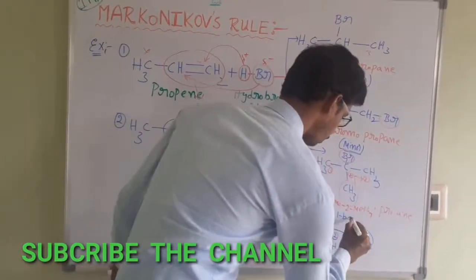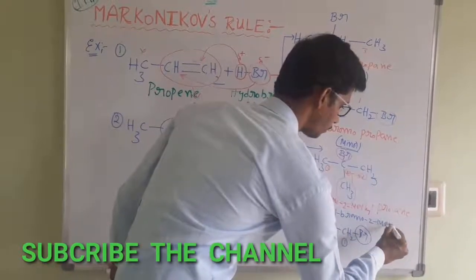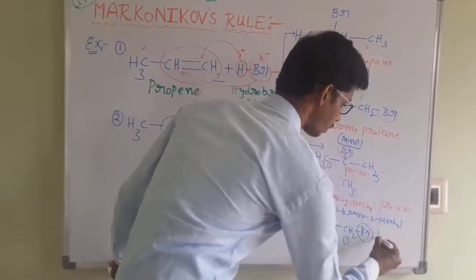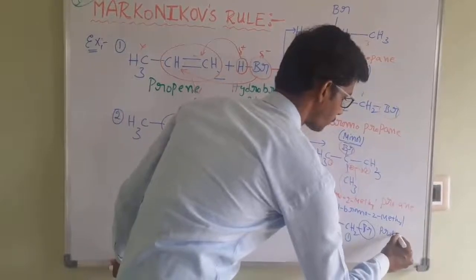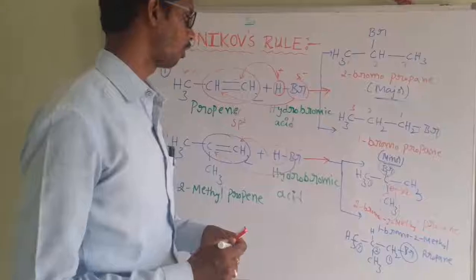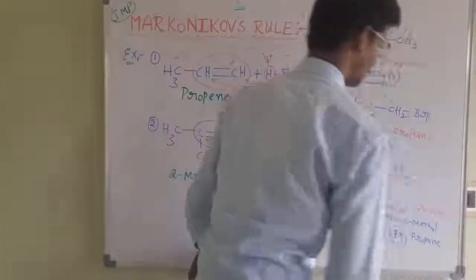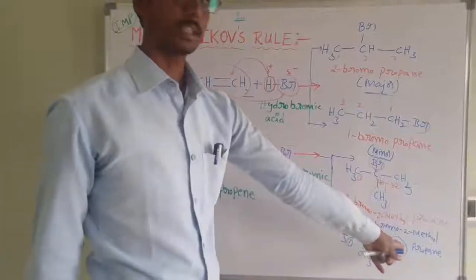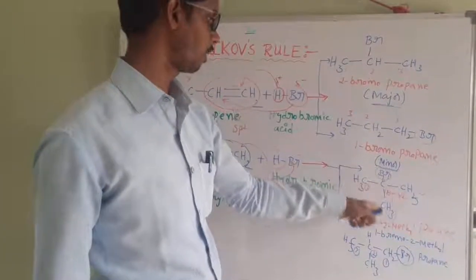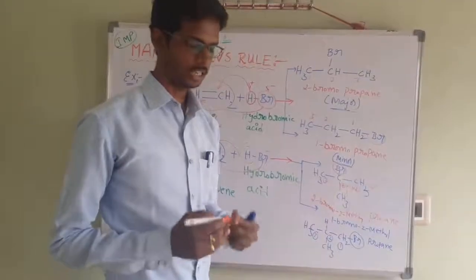1-bromo-2-methylpropane. According to Markovnikov rule, this is the major product and this is the minor product. According to Markovnikov rule, 2-bromo-2-methylpropane is formed as the major one.